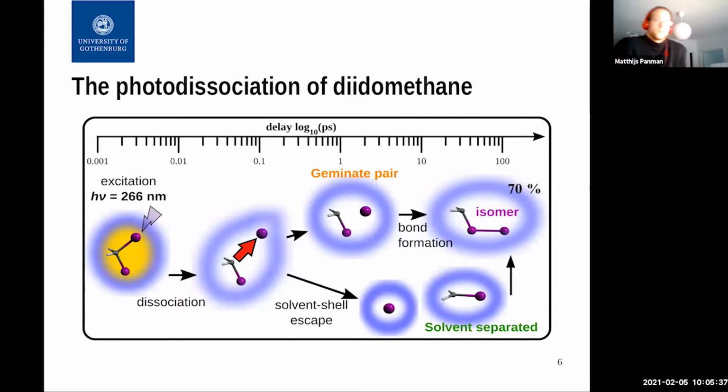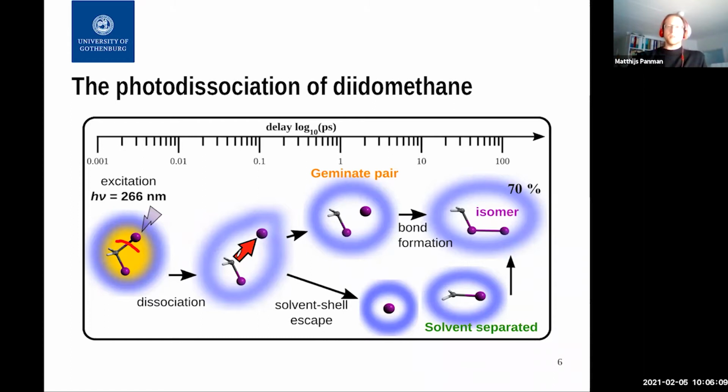Now, first of all, we need to take a chemical reaction that can be triggered on an ultrafast timescale if we want to have a chance to observe such events directly. So the photodissociation of diiodomethane, shown here, fulfills this criterion. The system is excited by a pulse of light at 266 nanometers. The carbon-iodine bond is cleaved, and the iodine atom flies off away from the parent molecule.